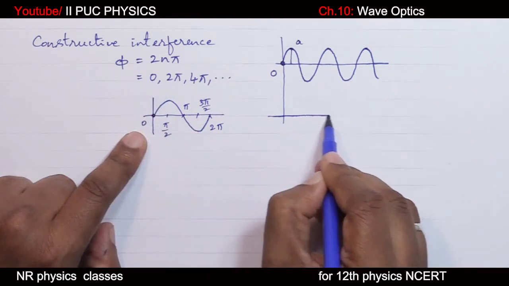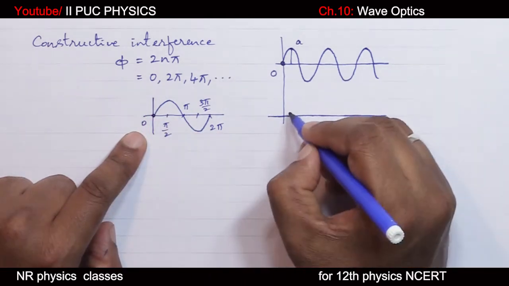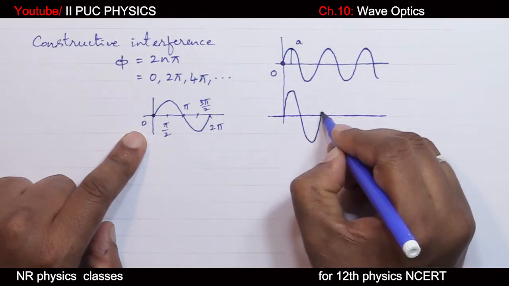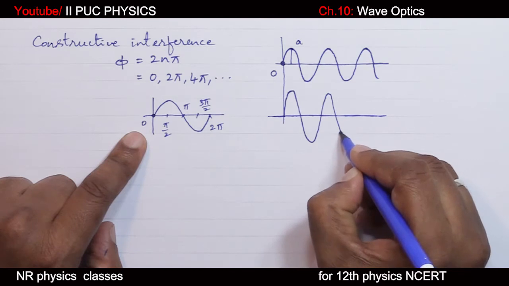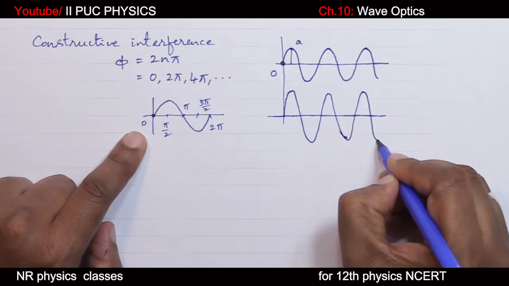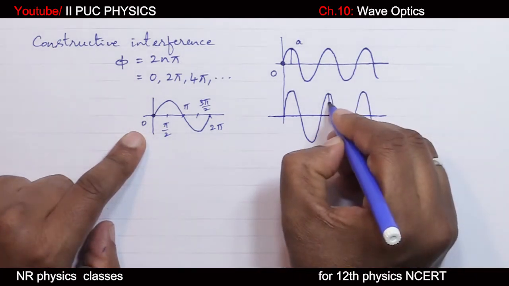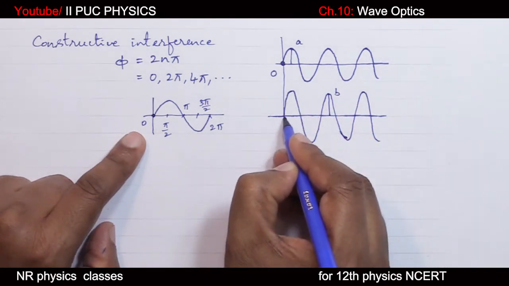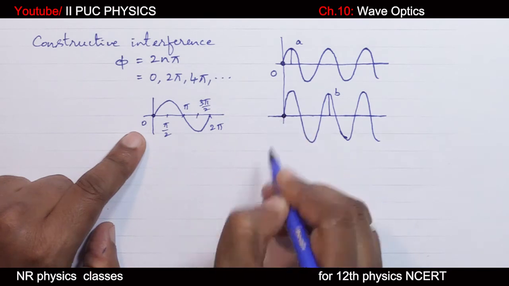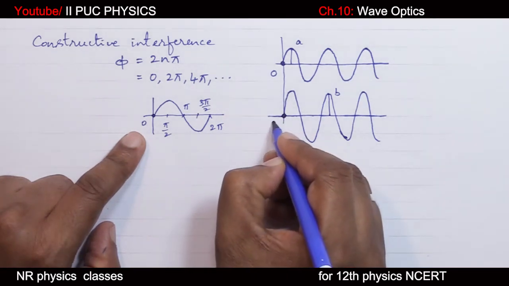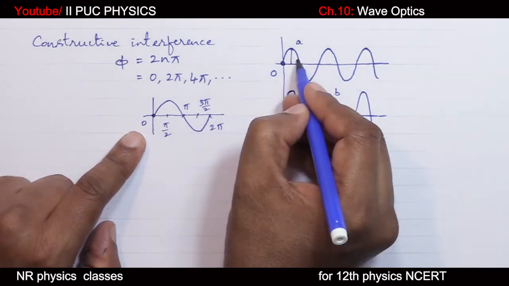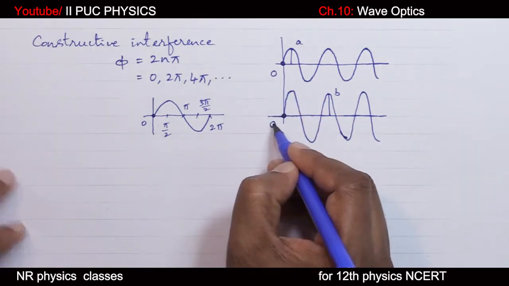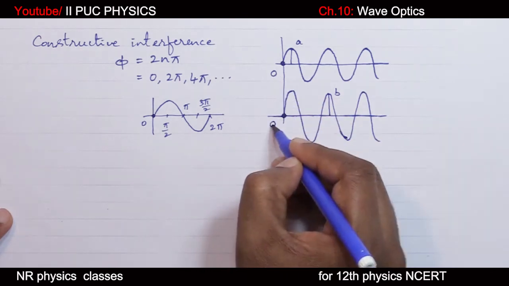Let me draw second wave. This is second wave. Okay. Amplitude of second wave is B. This second wave also starts from the origin, from this point. Phase of this is 0. Phase of first wave is 0, phase of second wave is 0, thereby difference is also equal to 0. Difference of these two, 0 minus 0 is 0.